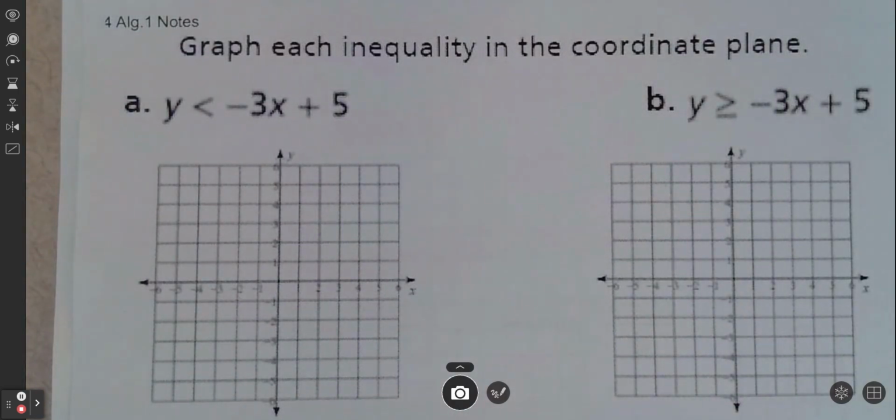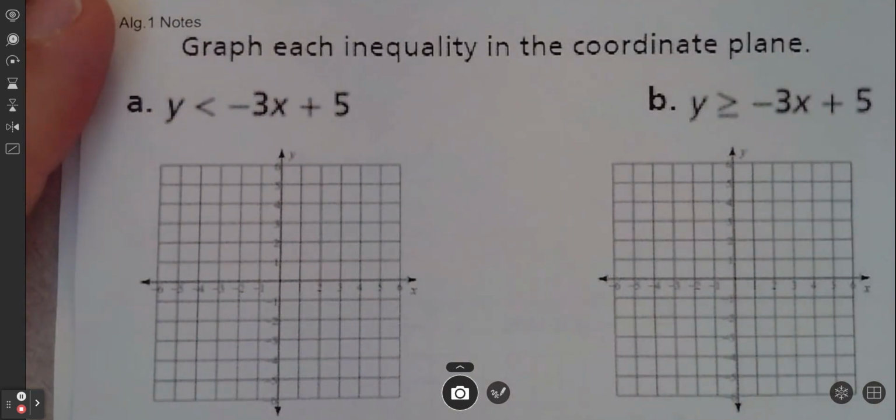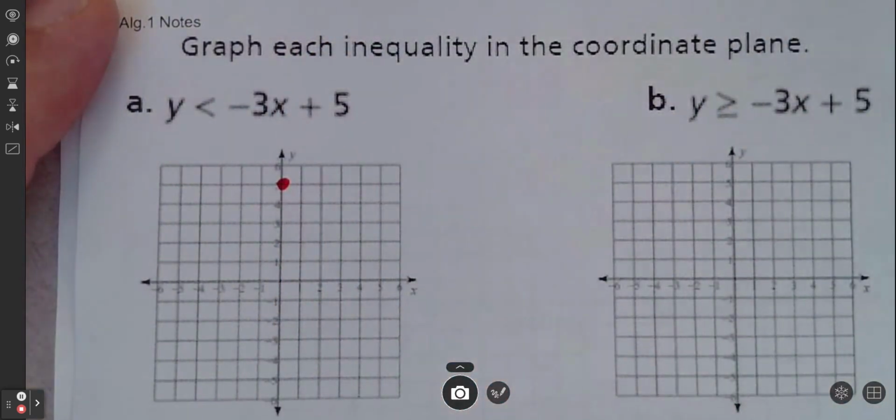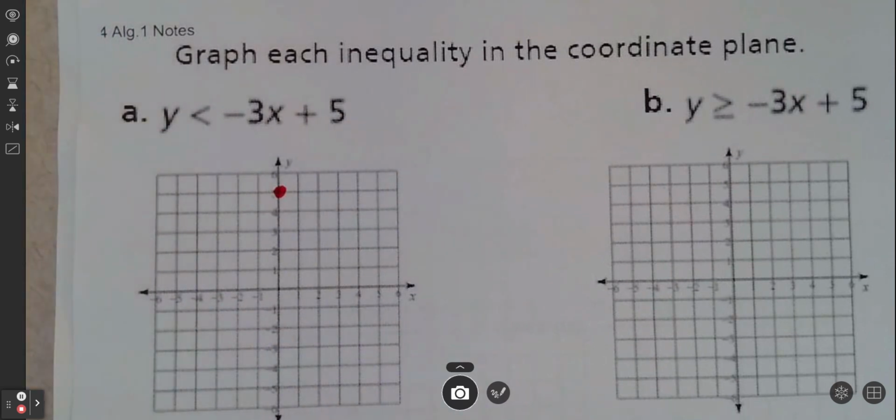Okay. Tell me how this question is different than the ones we've seen in the past. Yeah, Brody. It has an inequality. Okay. So it tells us to graph. We're going to graph it the same way we graphed before, but the inequality does something different. So where should we start when graphing this? Eli. Which is 5. So I go to 5 and I'm going to make a nice dot there. Okay. And then I should do what?